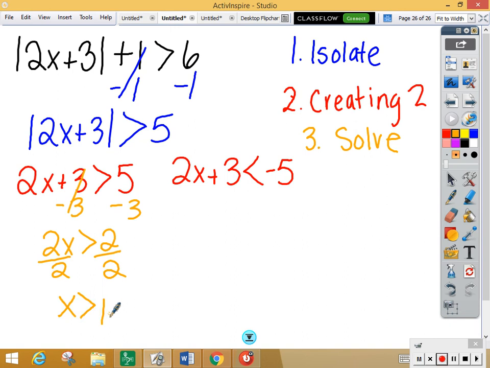And then if we solve the second one, we start by subtracting 3 on each side. We have 2x is less than -8. Divide by 2 on each side of the inequality sign. We have x is less than -4.